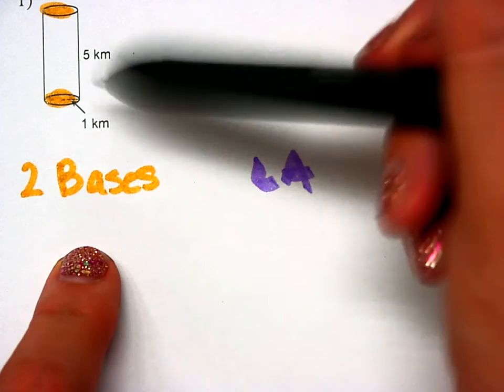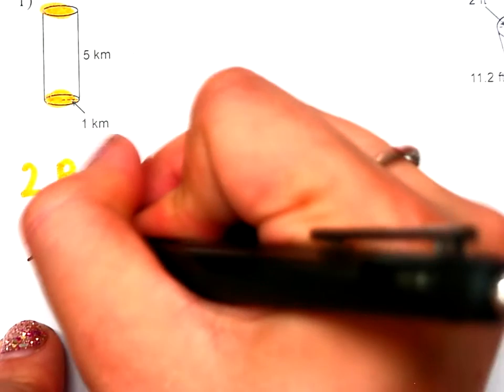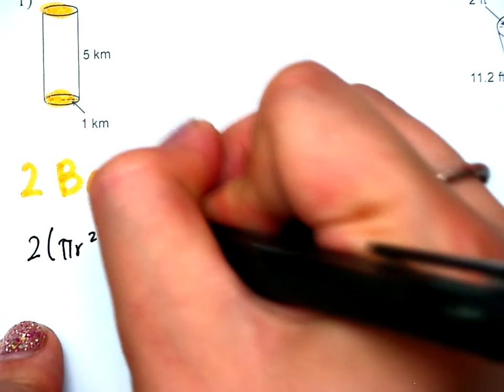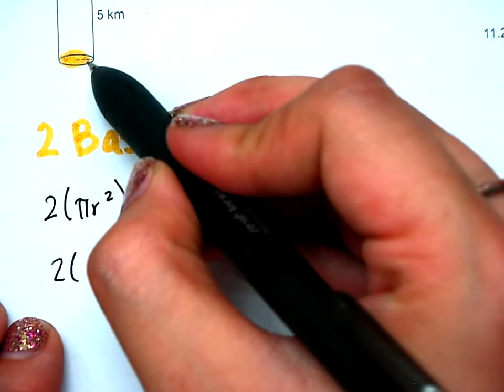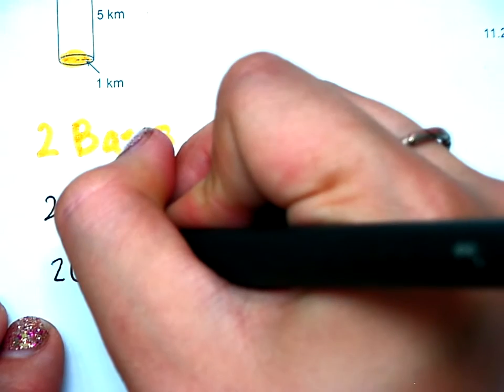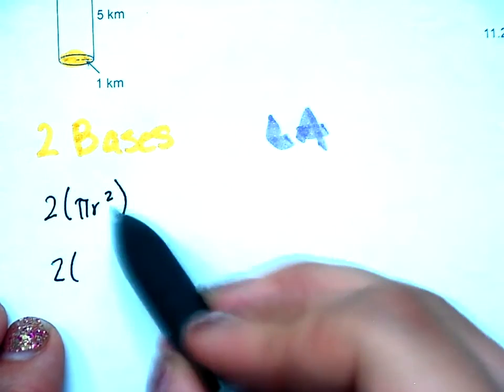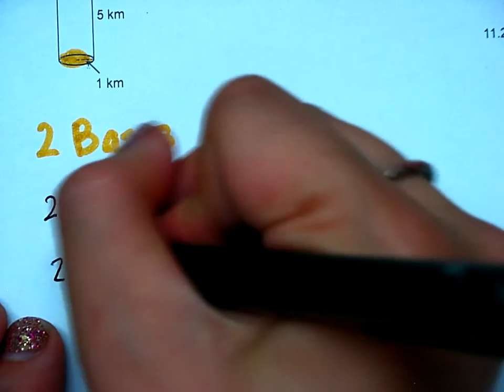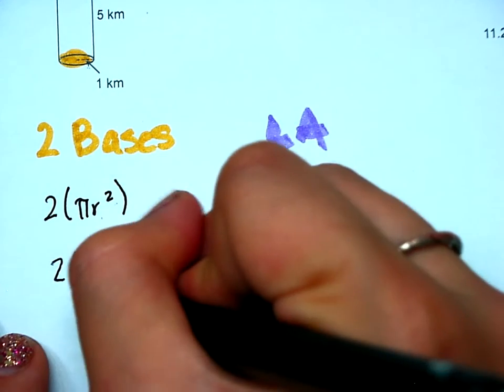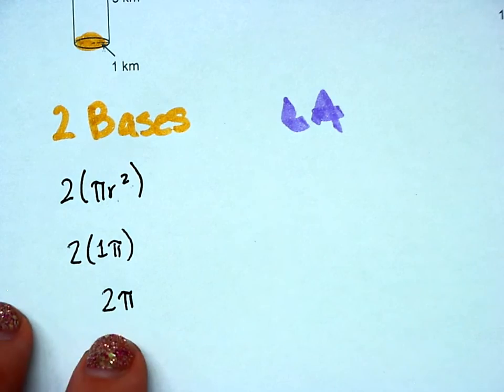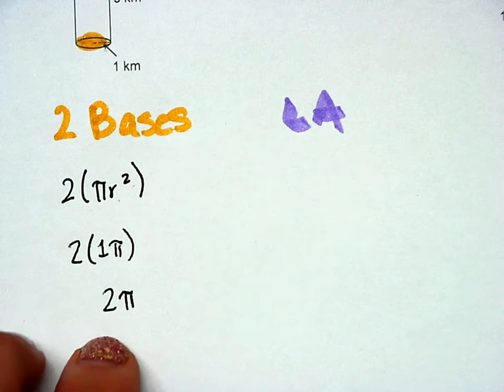So our two bases are circles, so that's 2 times pi r squared. Okay. And the radius here is just 1, so that makes it really easy. It's just 1 pi, because 1 squared is 1, so it's just 1 pi. And if we multiply these, that's just 2 pi. Our answers are going to be rounded later, but I'm just going to leave this as 2 pi for now.